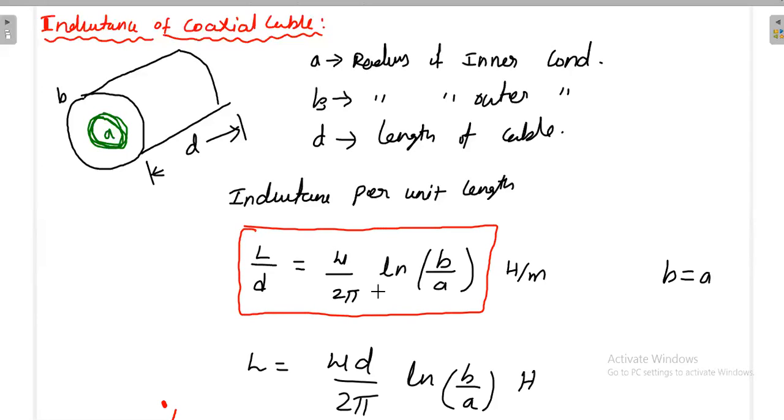Next, what is the force between two parallel conductors carrying the current I? In the previous case, we saw the magnetic field due to the conductors carrying current in between the conductors. But now we are going to see the force due to the conductors carrying current in some direction. So the first case is the force between two parallel conductors carrying the current I.